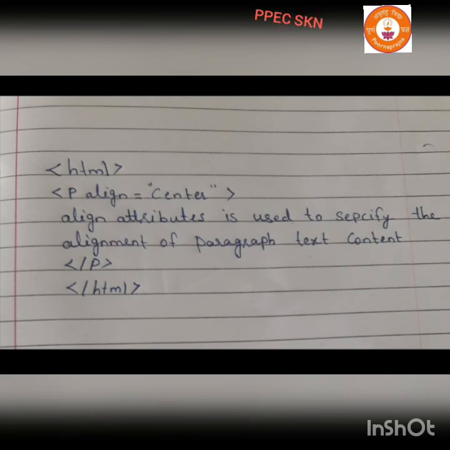So you can see here one example, HTML. After that p align is equal to center, inside the inverted commas center. So for my alignment, I need to start the paragraph from the center. After that you can write the program. Program means you can give your content. Here I gave the content: the align attribute is used to specify the alignment of paragraph text content.